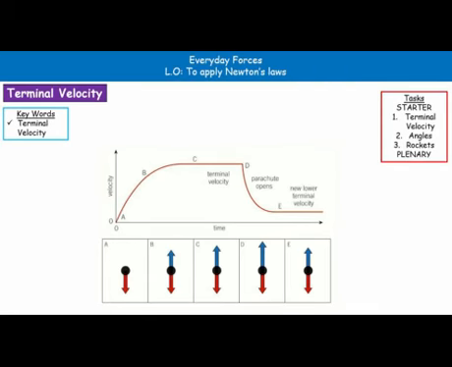What we can see at the bottom of the screen then are the correct free body diagrams for each. So the red arrow pointing down is obviously our gravity, and the blue arrow pointing up will be our air resistance. So what we can see at point A, we've got a big red arrow, but no blue arrow because we've just got gravity at that initial point that you leap out of the plane.